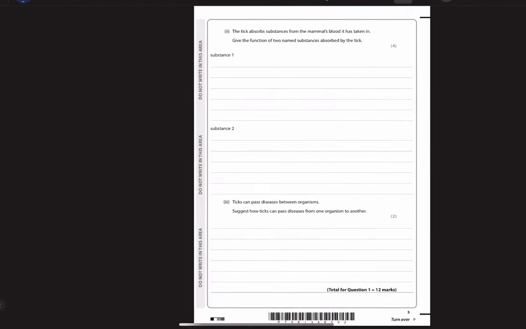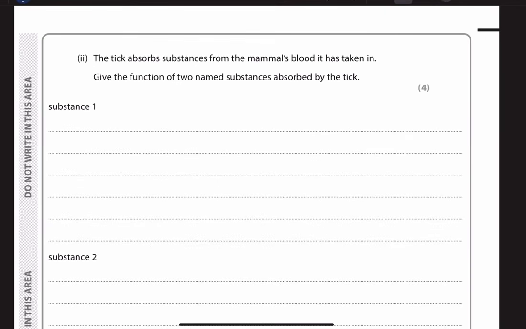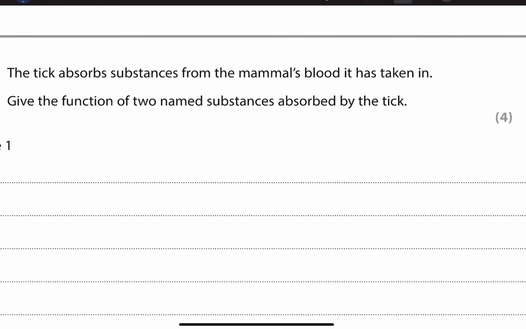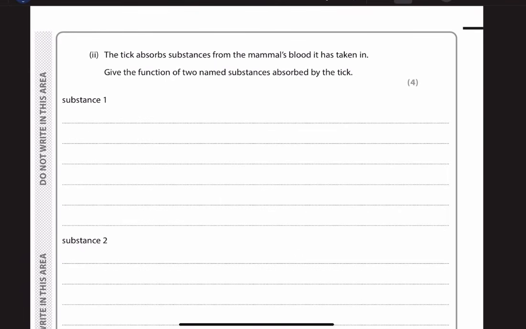So, yeah. Next one. The tick absorbs substances from the mammal's blood it has taken in. Give the function of 2 substances absorbed by the tick. This is a bit of a confusing question because it's not really apparent what it wants you to talk about, right? Because you may say that you don't know anything about ticks, but in actuality, it wants you to talk about a mammal's blood, right?